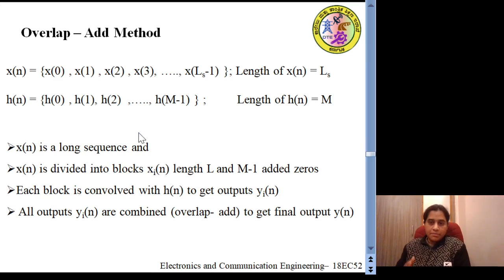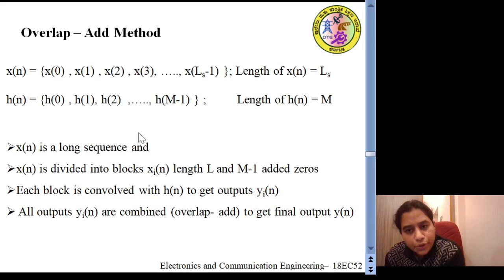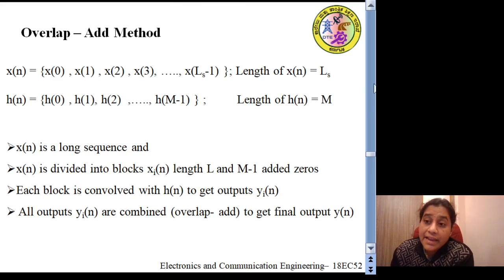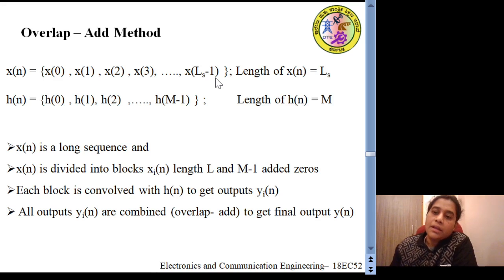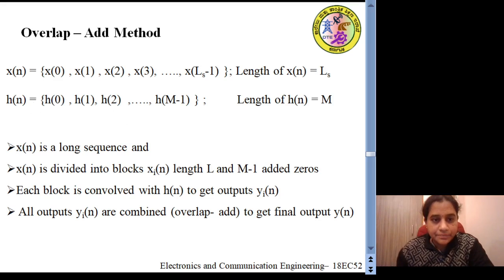Now in this session, we will be learning the overlap add method in detail. As we considered, our input to this LTI system is x of n, which is a long sequence having more samples. Here, LS is the number of samples x of n has, that is x of 0, x of 1, x of 2, x of 3 up to x of LS minus 1. The length of the impulse response of the FIR filter is M, so h of n is h of 0, h of 1, h of 2, h of 3, h of 4 up to h of M minus 1.